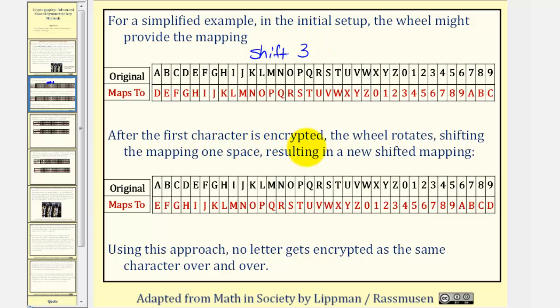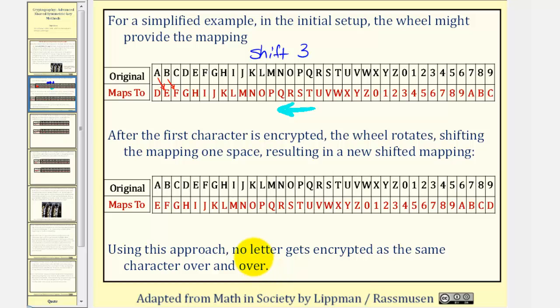However, after the first character is encrypted, the wheel rotates, shifting the mapping one space, resulting in a new shifted mapping. So if the mapping shifts one more position, we can think of this red row as shifting 1 unit in this direction. If that happened, notice how now A would no longer map to D, A would map to E, B would map to F, and so on, which is shown in this mapping here. Using this approach, no letter gets encrypted as the same character over and over again.